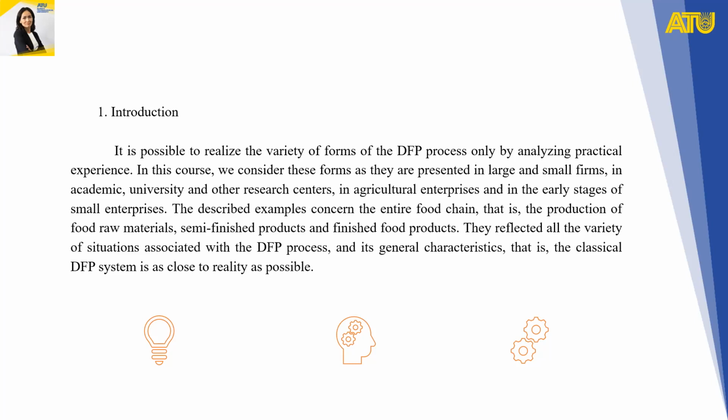The described examples concern the entire food chain, that is, the production of food raw materials, semi-finished products, and finished food products. They reflect all the variety of situations associated with the DFP process, and its general characteristics, that is, the classical DFP system is as close to reality as possible.